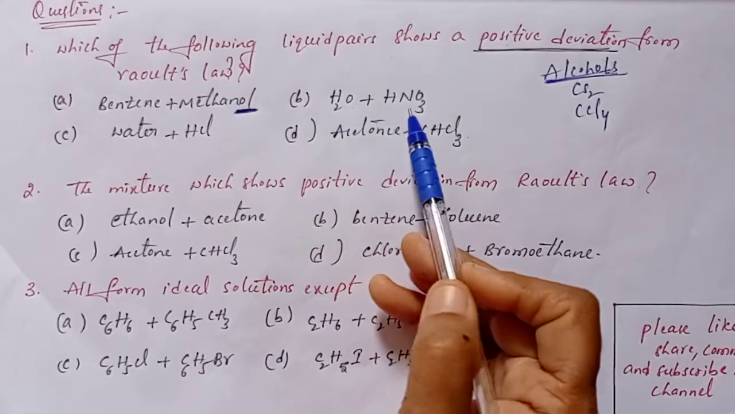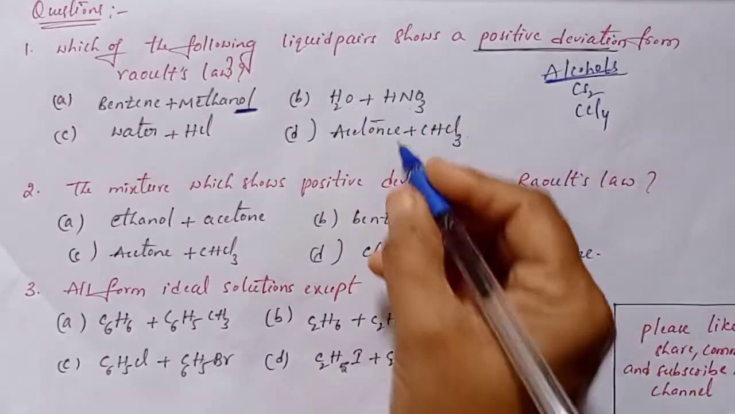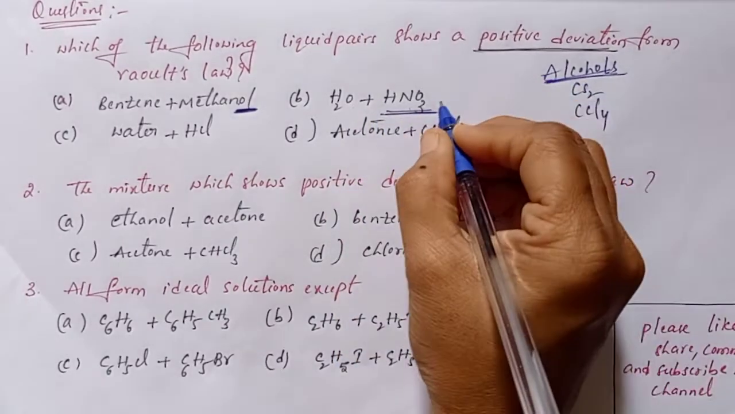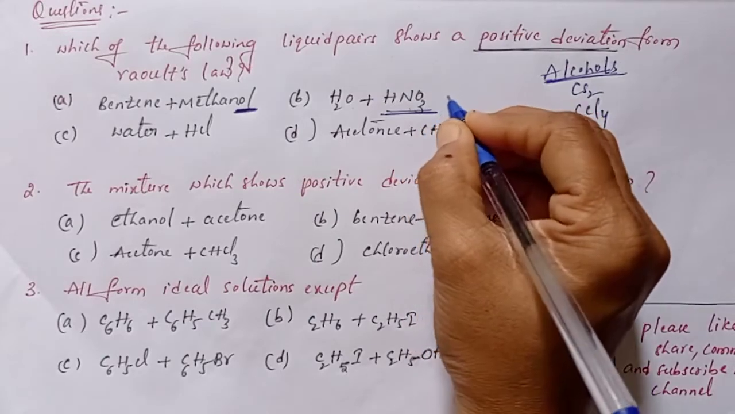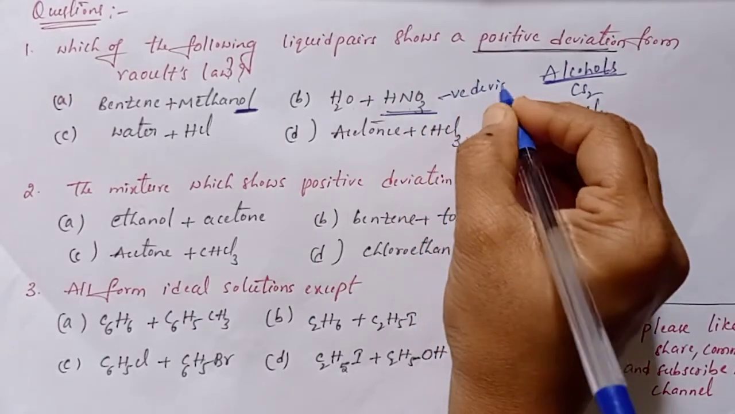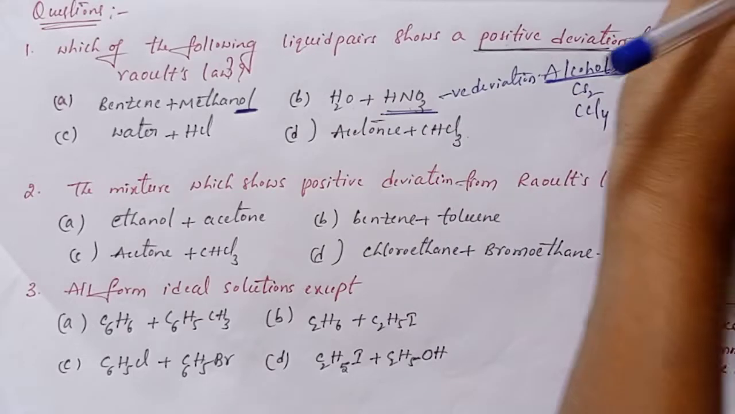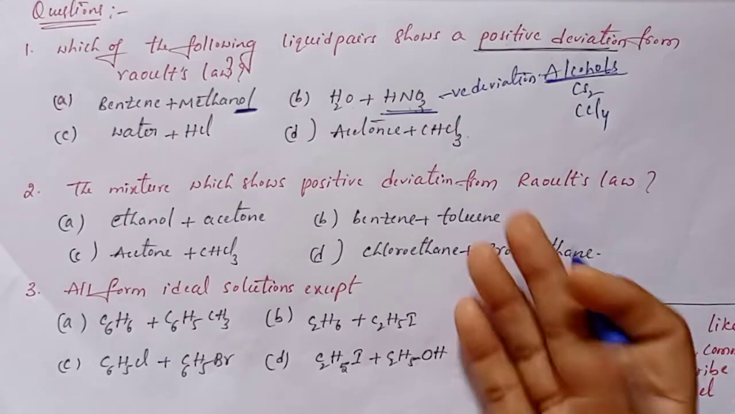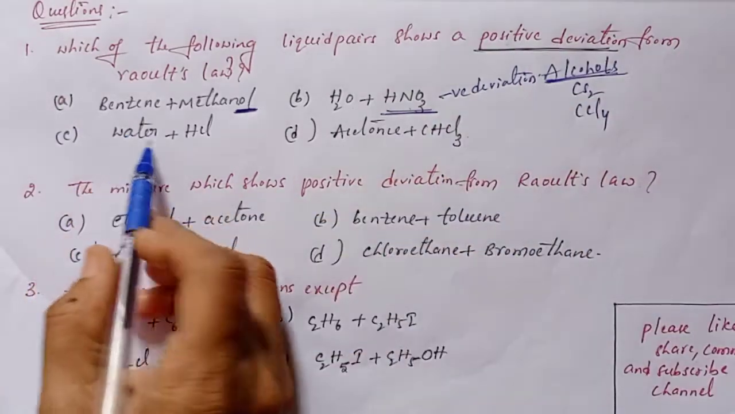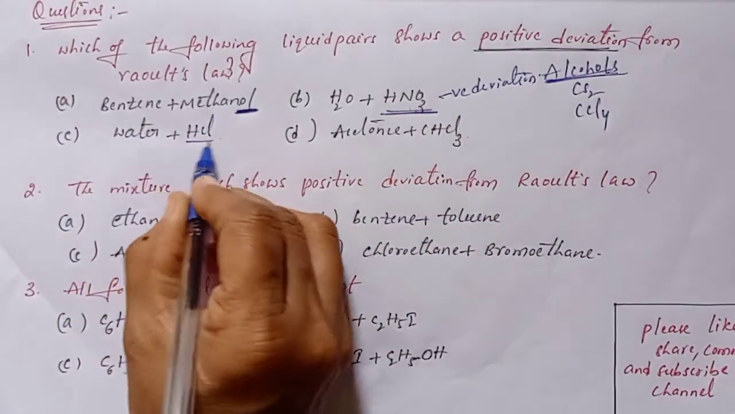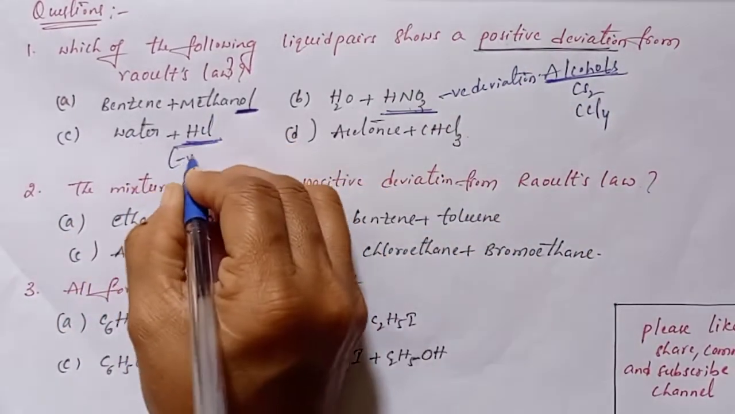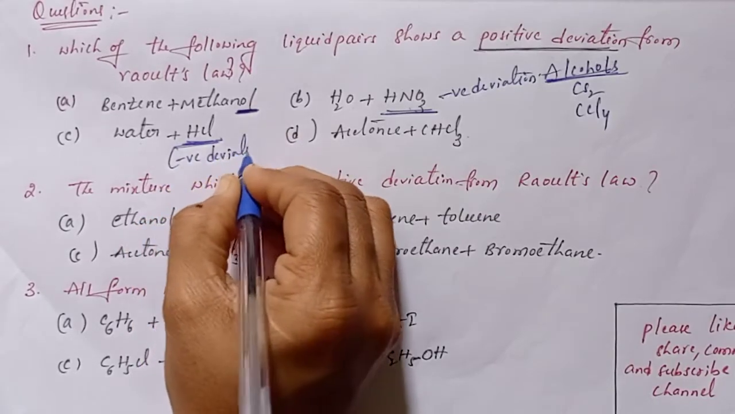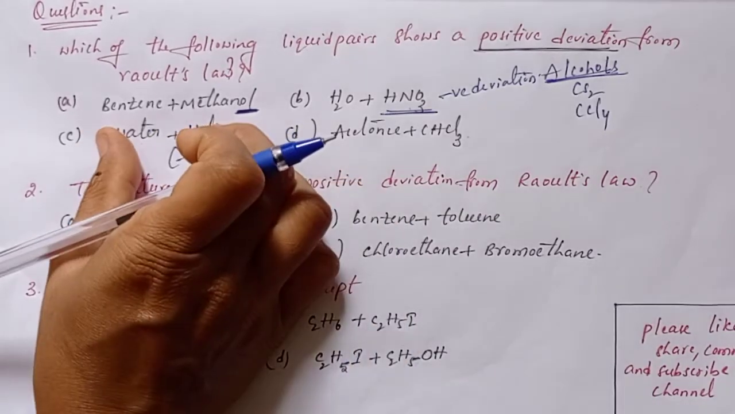Now see here, water plus nitric acid. This is an acid. Acid means which deviation, students? Negative deviation, correct? I told you already, acids show maximum negative deviation. Clear this one? And coming to water plus HCl, here also acid is there, so this is also negative deviation.